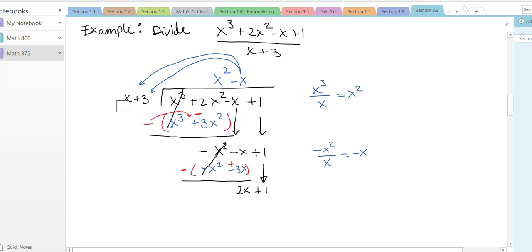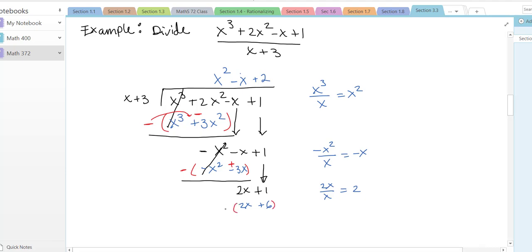And the degrees are the same, so I can keep going. Right? I stop once a degree is smaller than the divisor. So now, what do I multiply x by to get 2x? And that should be 2. And again, you can do the same thing. The leading term here is 2x. The leading term of our divisor is x, so you'll get a 2. So plus 2, and you do it all over again. So 2 times x is 2x, and 2 times 3 is 6.